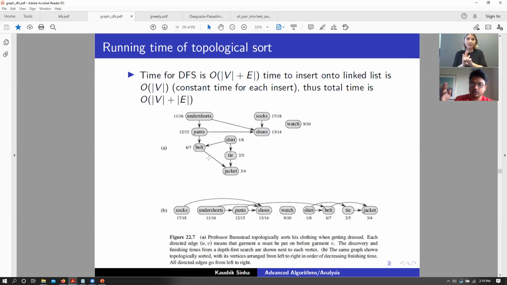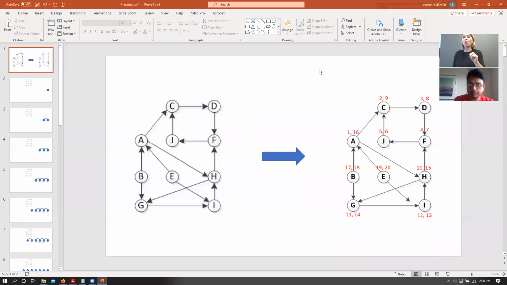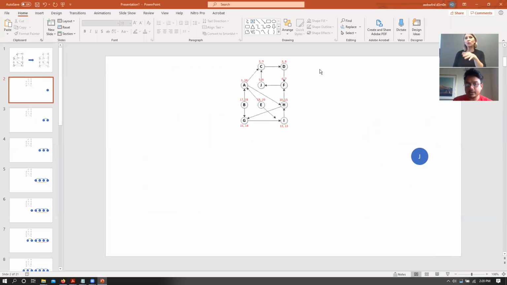was basically figuring out how to wear his shirts and pants and whatever. All of those edges go from a parent to a child. There is no back edge that connects a particular node back to a parent. And we know that it is a parent because it is on the left-hand side of this particular ordering, right? So let's look at this particular graph and let's look at what would go on.